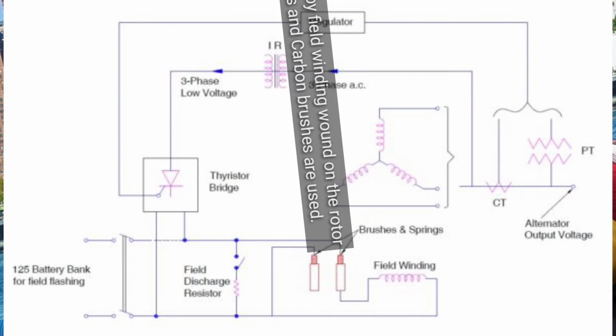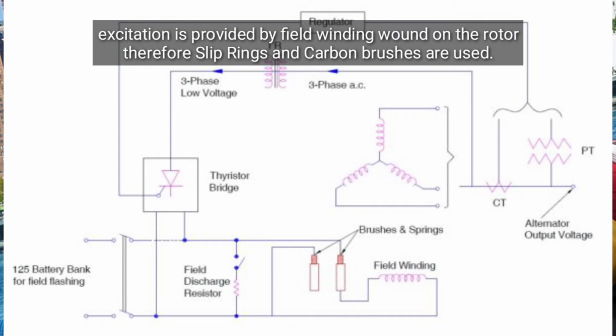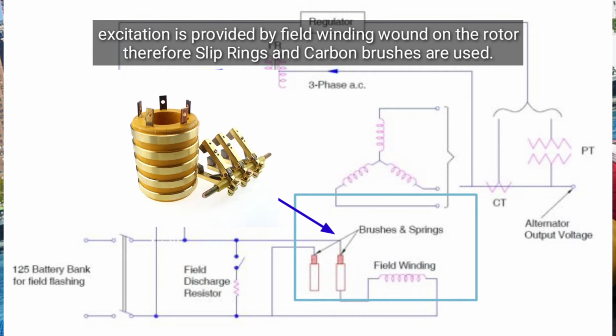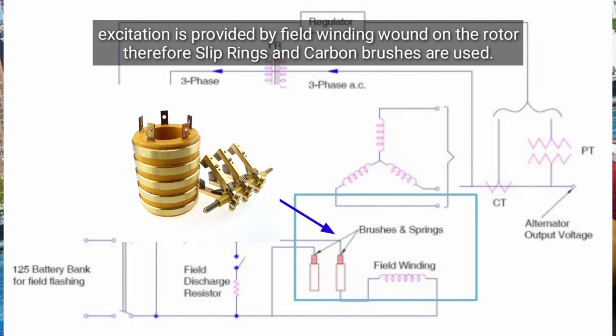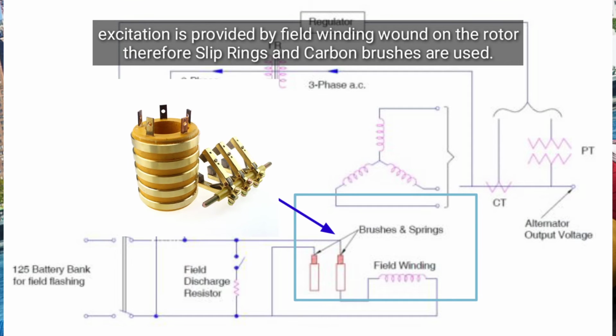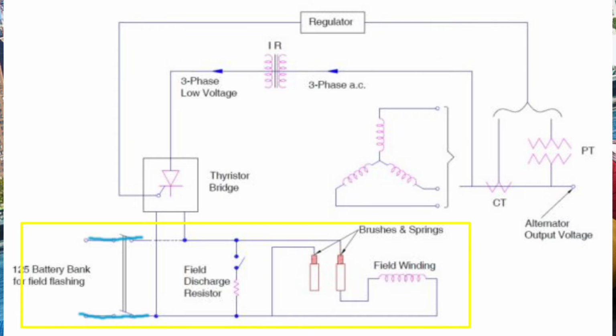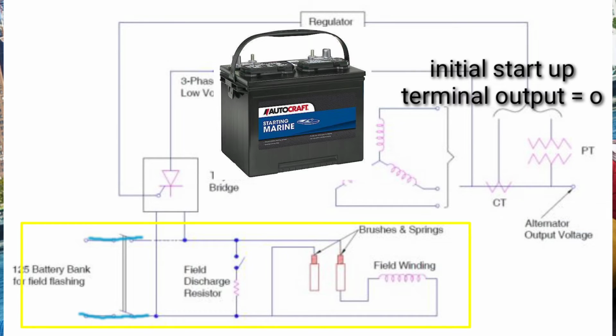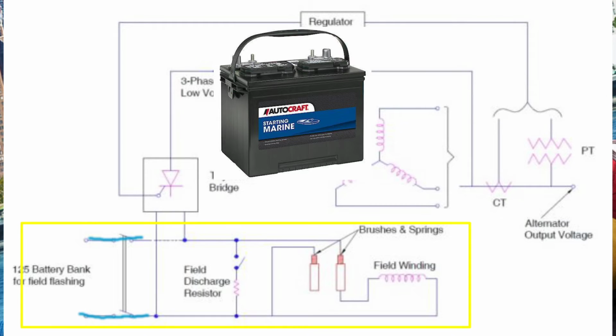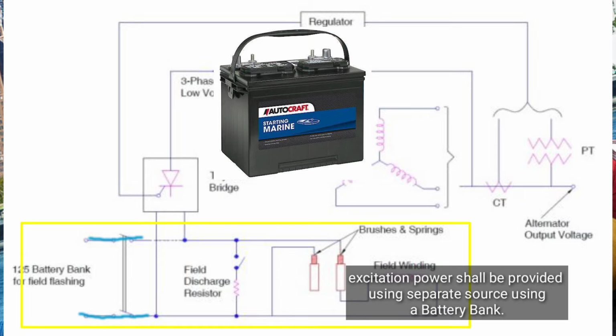As in the static excitation system, excitation is provided by the field winding wound on the rotor. Therefore, slip rings and carbon brushes are used. During startup, there is no generator output terminal voltage. In such a case, excitation power shall be provided using a separate source, using a battery bank.